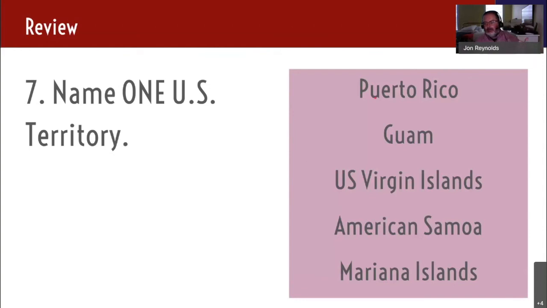Puerto Rico, Guam, U.S. Virgin Islands, American Samoa, Northern Mariana Islands. And which one did I recommend for the answer? Puerto Rico. Yeah, Puerto Rico, that's the easiest. So remember, guys, those are the territories. So there are 50 states and 5 territories.